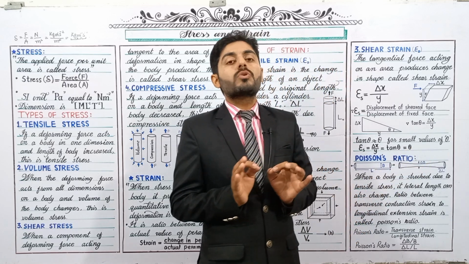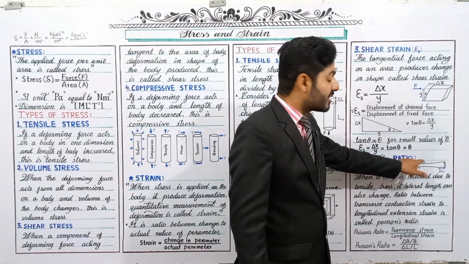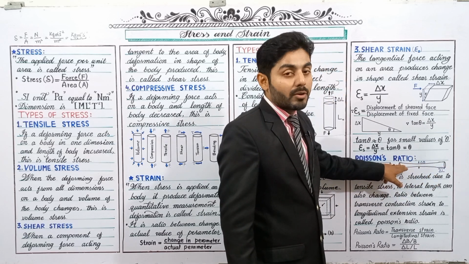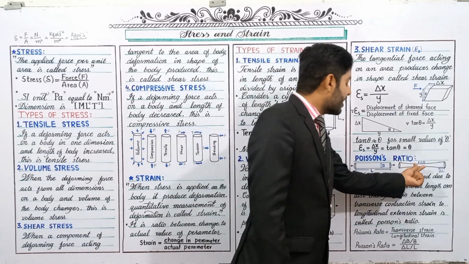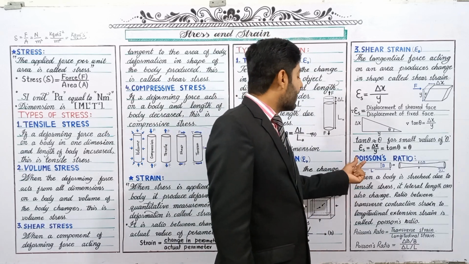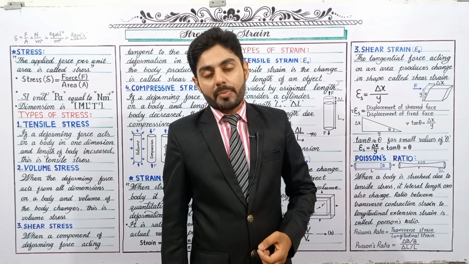So there are two types of strain. The first one is transverse, along the thickness, and the second one is longitudinal, along the horizontal direction. So the ratio between transverse and longitudinal strain is basically called Poisson's ratio. That is our topic for today.